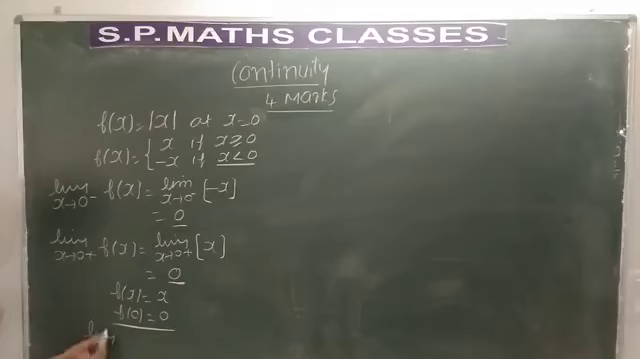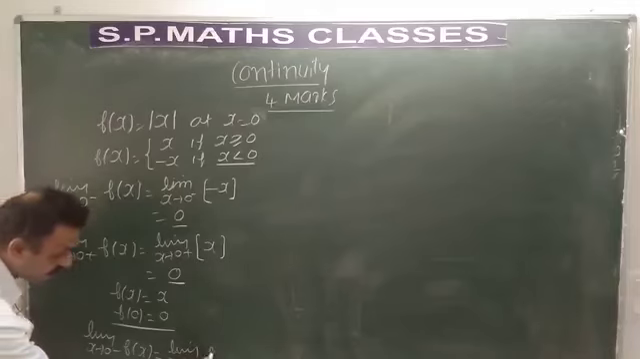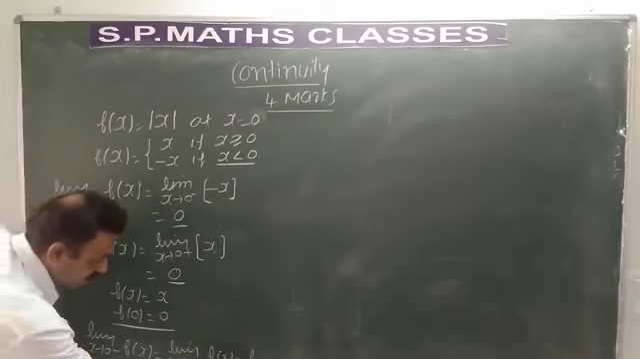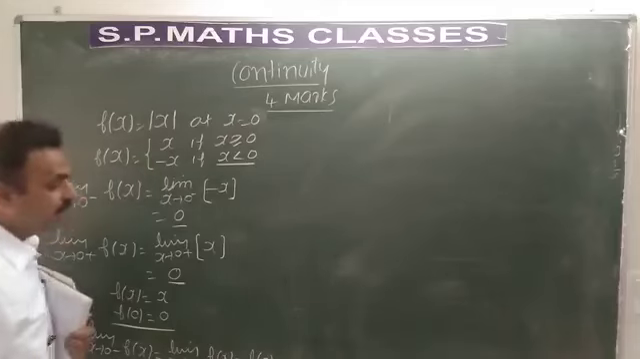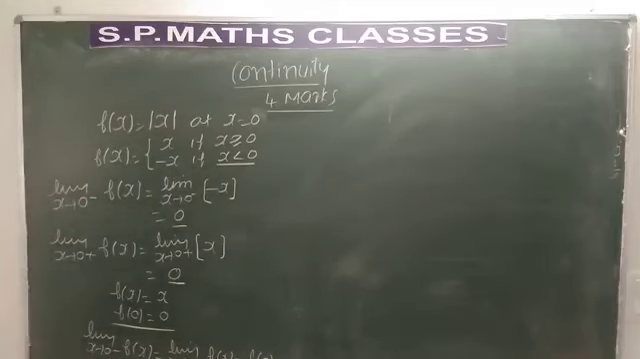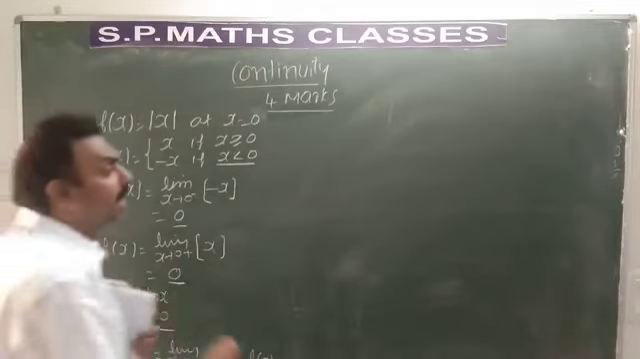What is your conclusion now? Limit as x tends to 0 minus of f of x is equal to limit as x tends to 0 plus of f of x, that's equal to f of 0. So, left hand limit is equal to right hand limit, which is equal to f of 0. Hence, f is said to be continuous. This modulus function is said to be continuous.